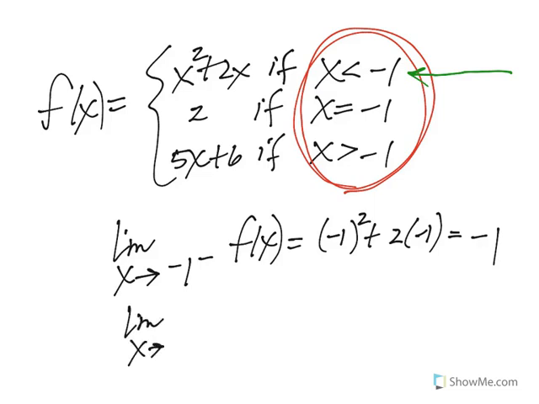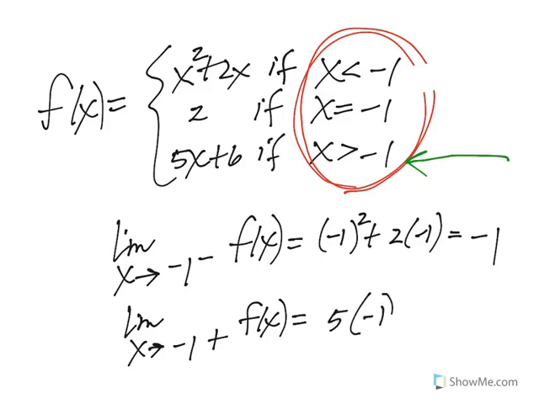Now let's take the limit as x approaches negative 1 from the right. So now instead of doing the top, I'm talking about numbers that are just slightly larger than negative 1, so I'm going to use the bottom, of f of x. This is going to give me 5 times negative 1 plus 6. That's a 5, there's a 6. And that gives me positive 1. All right, so just pay attention to the piecewise instructions.